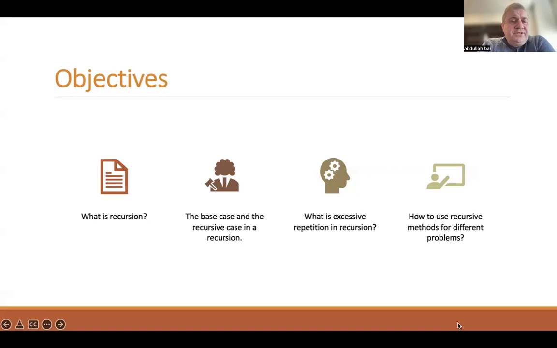Today, we will describe the recursion, then what is base case, what is the recursive case, and also the other important topic, excessive repetition in recursion. We will learn that, and how we can decide which one is better, recursive algorithms or iterative algorithms for some specific problems.